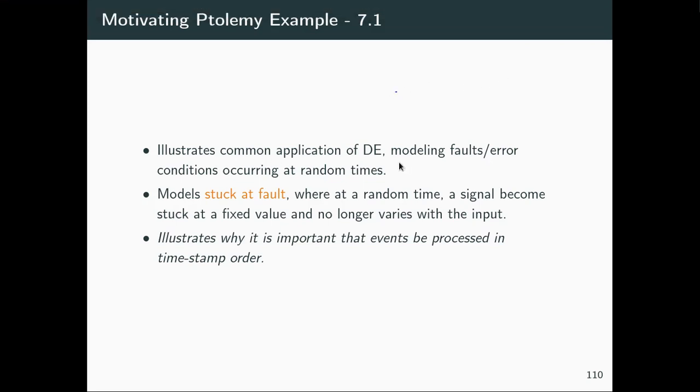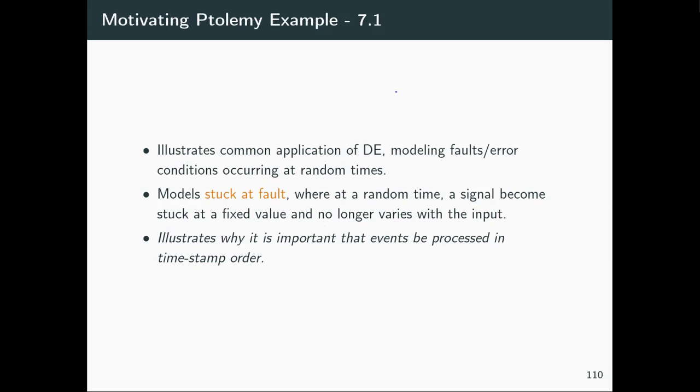This is a common application of a discrete event system, where we are modeling faults or error conditions occurring at random times. There can be a situation where a model is stuck at fault. When it's stuck at fault at a particular random time, a signal becomes stuck at a fixed value and no longer varies with input. You might have seen this kind of problem in common electrical or electronic appliances. A particular fault occurs at a certain random time and the system gets stuck at this point, and the signal value no longer varies with the input.